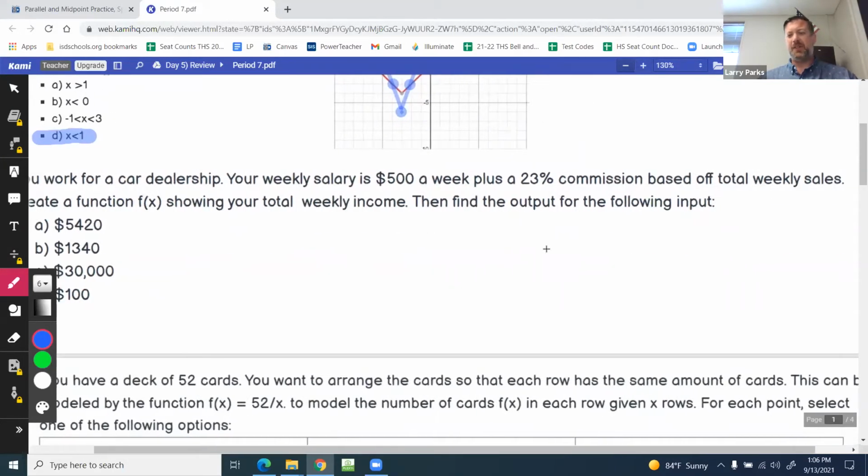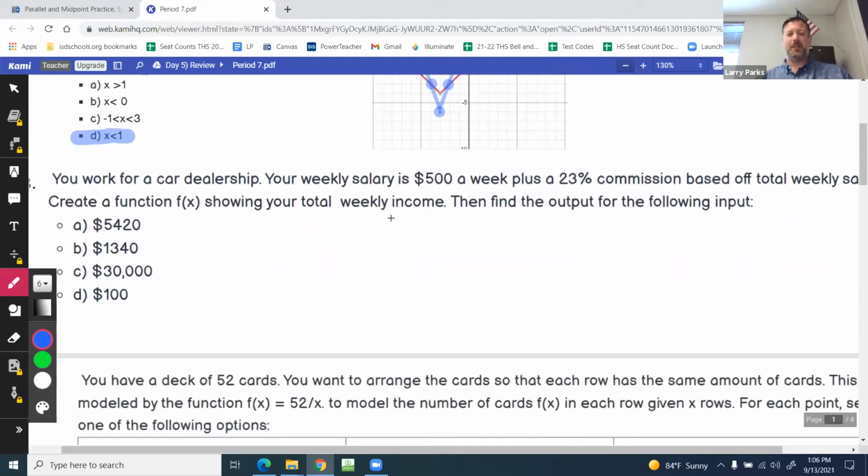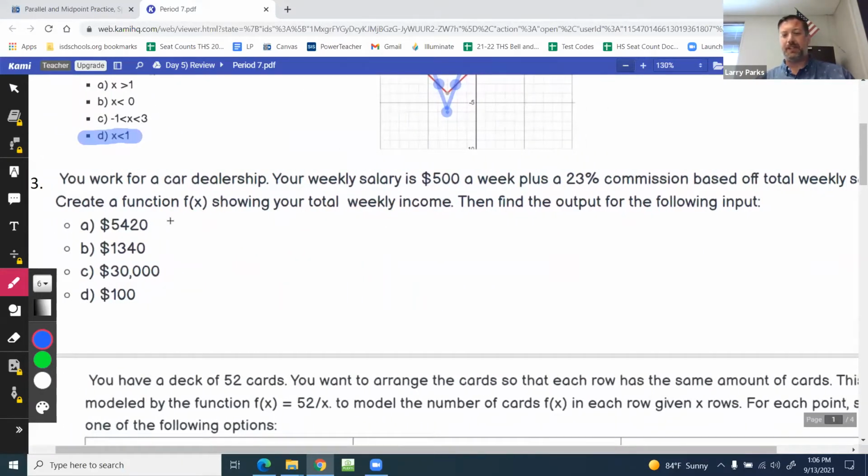All right, this one's kind of a word problem, but not really. Let's say you work for a car dealership and your weekly salary is $500 a week. So you get $500 a week no matter what. No matter how many cars you sell, you get that $500 a week. Plus you get 23% commission based off total weekly sales. Create a function f of x showing your total weekly income.